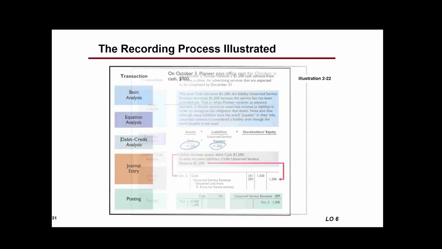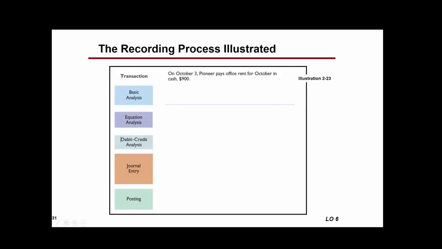Next, on October 3rd, Pioneer pays off rent for October in cash, $900. Again, accounting equation, we have to do the analysis of the transaction. So what's the transaction's analysis? Yes? So we have cash and rent expense, right? They paid in cash. What happened to cash? Decrease. What happened to expenses? Increase. So far we know that, great.